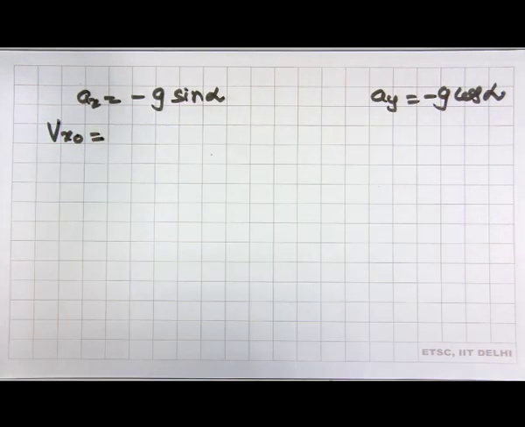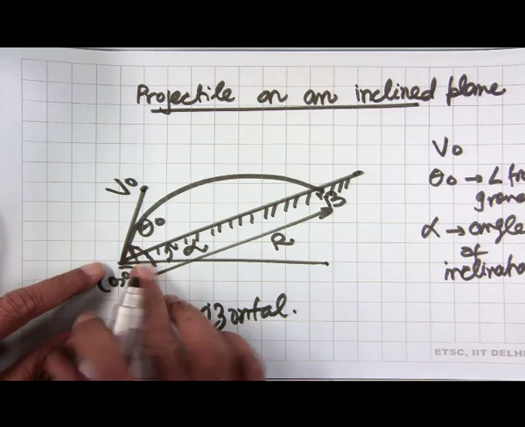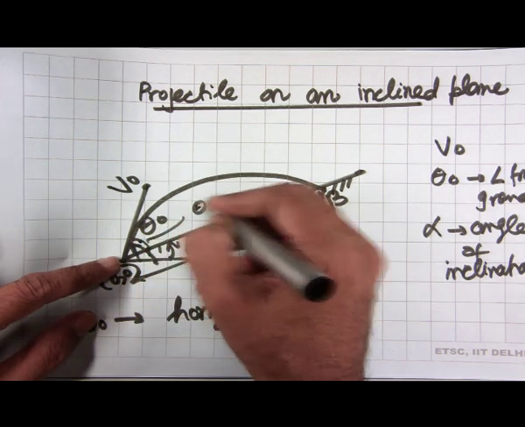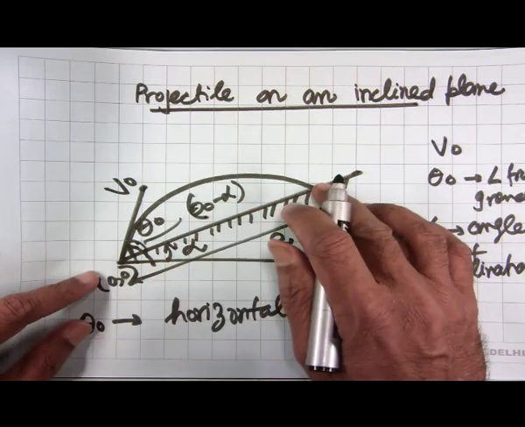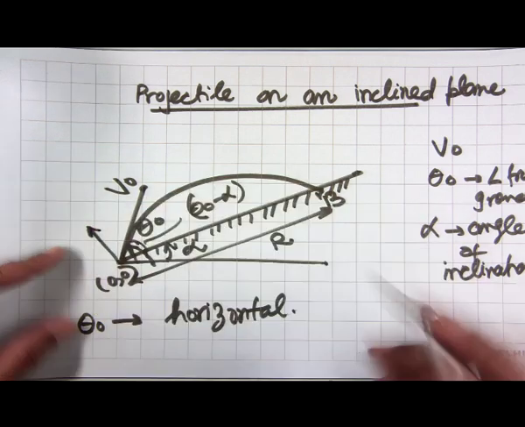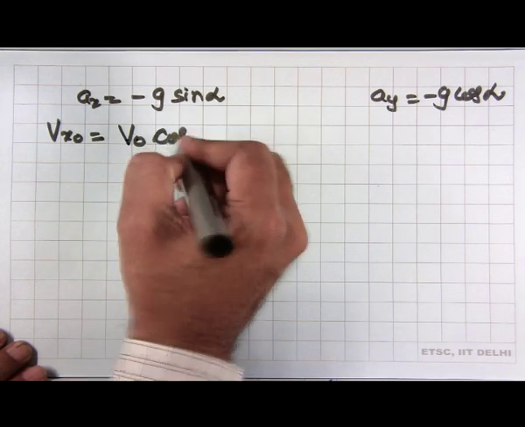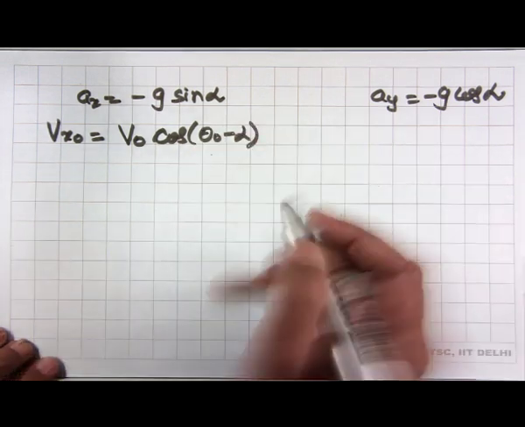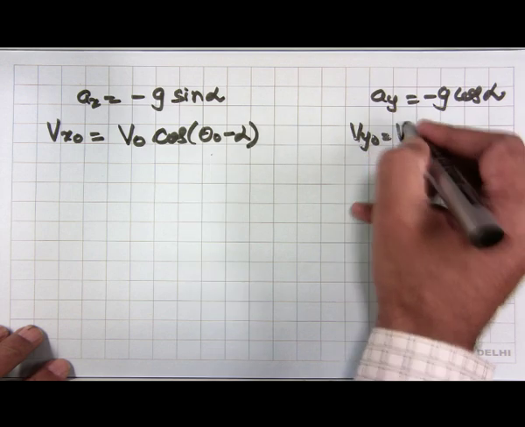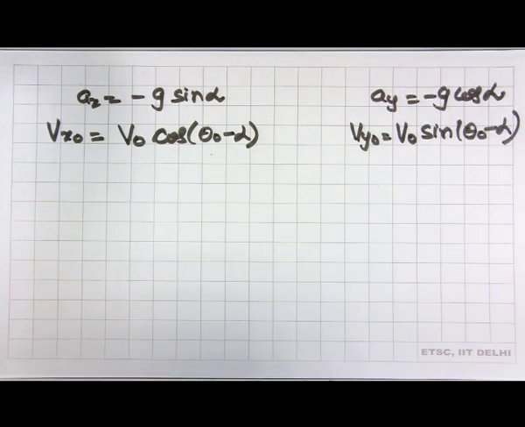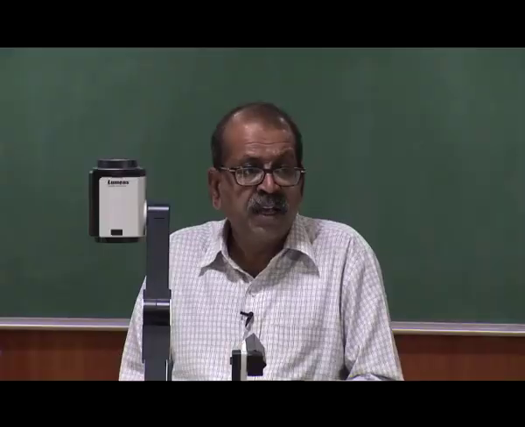Now we have to look at the x component of the velocity. The velocity v0 makes an angle of theta 0 minus alpha with the x axis. So, Vx0 will be equal to v0 cosine of theta 0 minus alpha, and Vy0 will be equal to v0 sine of theta 0 minus alpha. Once we have this, we can write our equations for Vx, Vy, x and y.